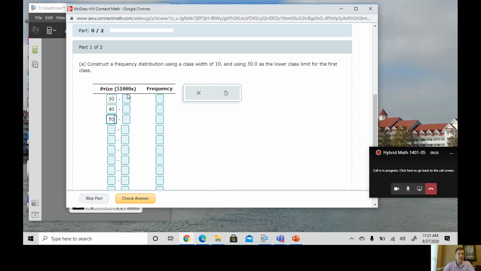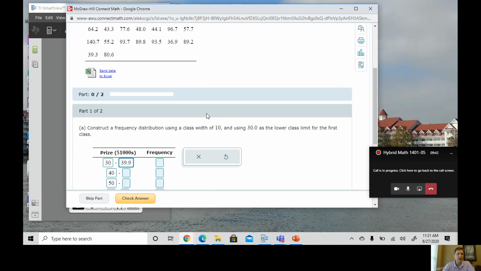What would the upper limit be? It would be round to the nearest tenth, the closest you would get before you go up to the next limit.